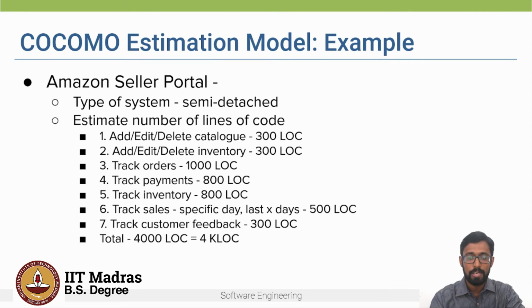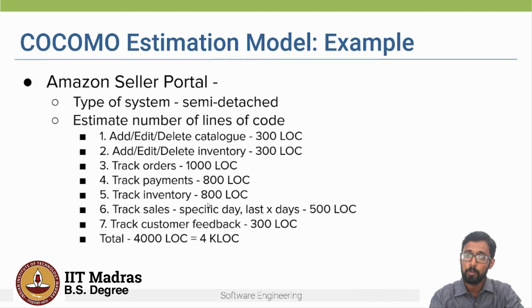So now that we have identified what type of system it is, the second thing to do is to estimate the number of lines of code. Recall that we had identified some requirements in the previous weeks. So we have adding, editing, deleting catalog, the inventory, tracking orders, payments, sales, customer feedback. All of these things are there. And for each of these modules, I estimate the number of lines of code required.